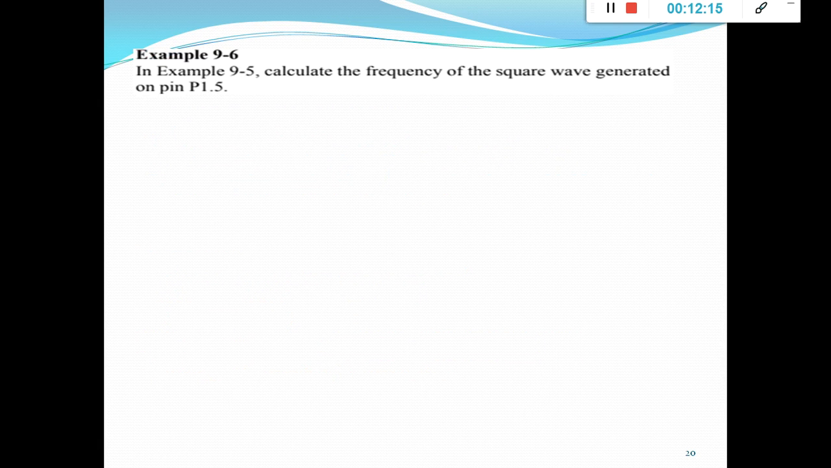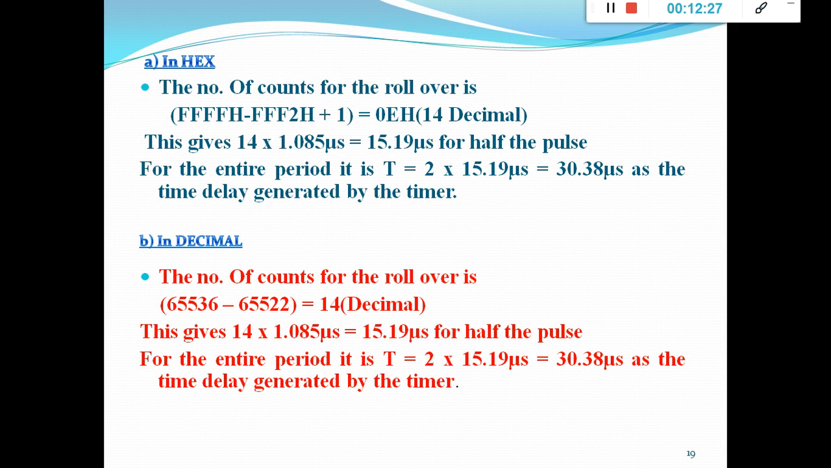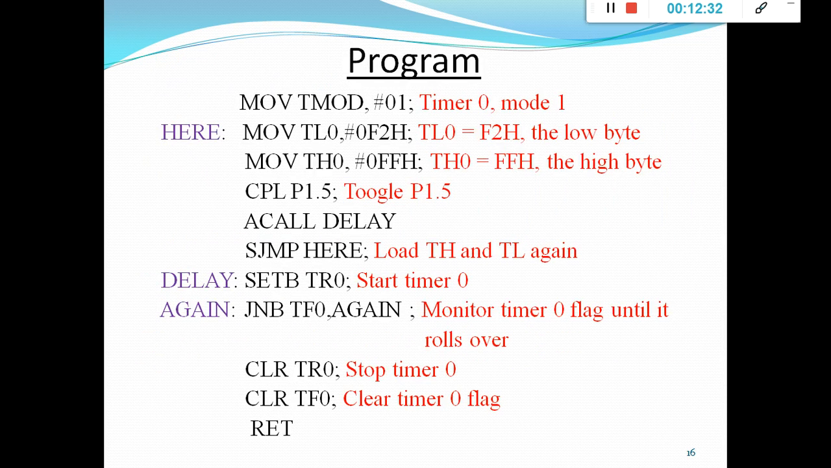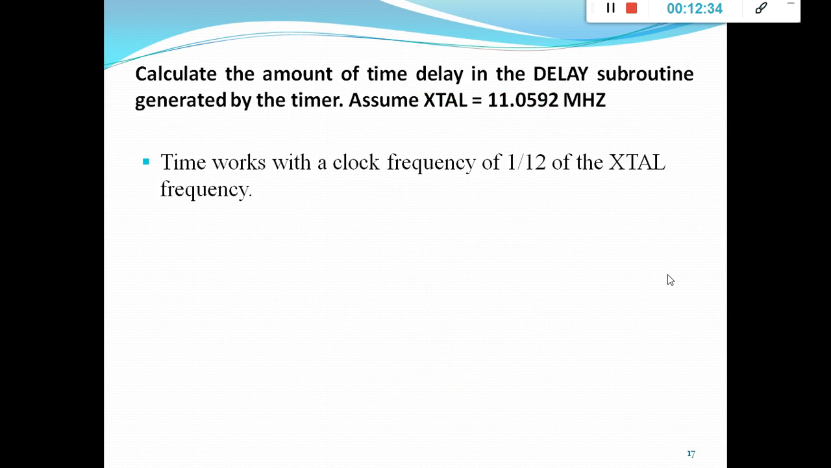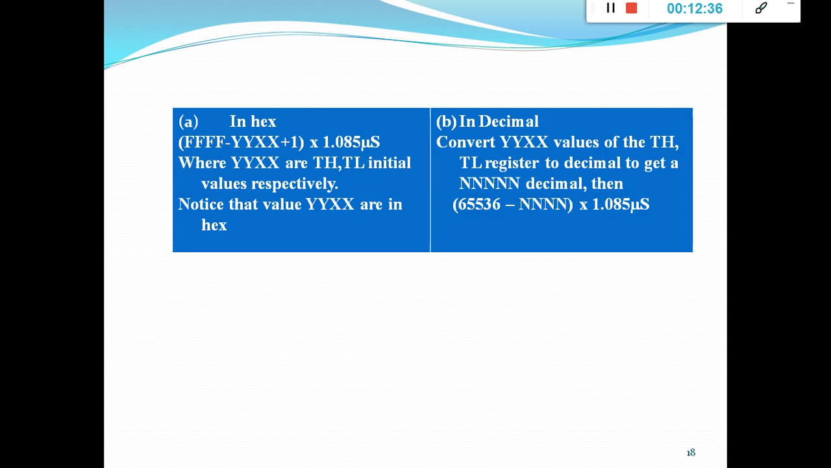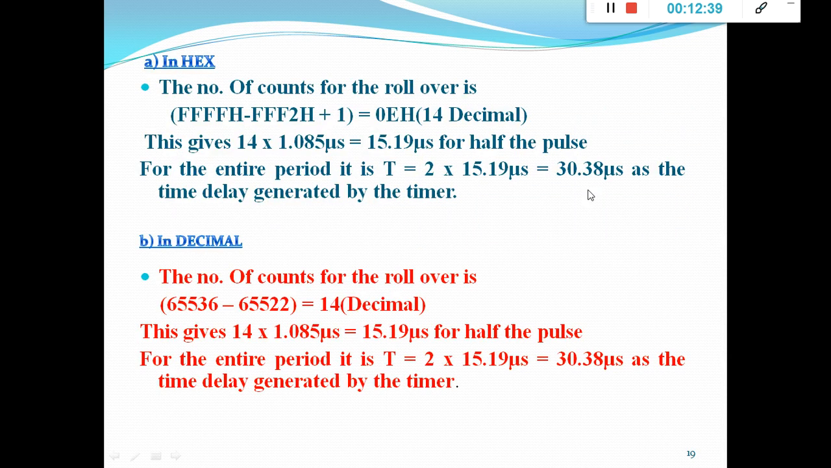Next, we'll take the same example, that is example 9.5. Calculate the frequency of the square wave generated on P1.5. Here, for the program I showed, I calculated the delay value, that is 30.38 microsecond. This value is without overhead. I told you that you can calculate the delay with overhead and without overhead.